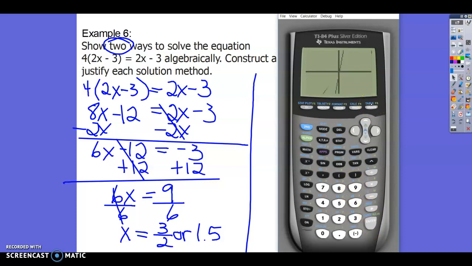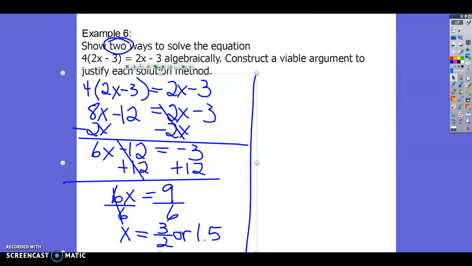Wow, my window is really zoomed out. Let me change my window. All right, window. Let's do zoom 6. Zoom 6 takes it back to a standard 10 by 10 window, a little quicker than doing it. So you can see that these are going to intersect right here. We could actually find that intersection, and that should be at 1.5 because our solution is x equals 1.5. So when you graph these as two separate equations, you can see that intersection on the graph.